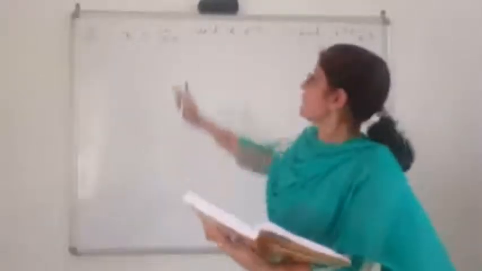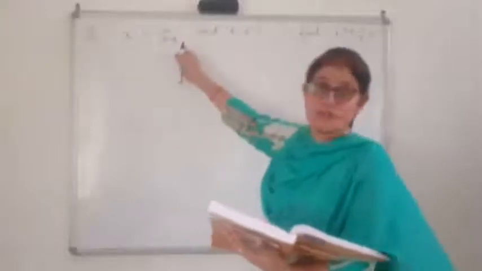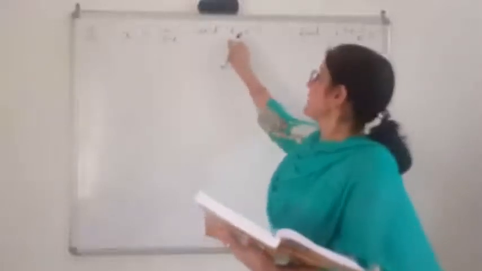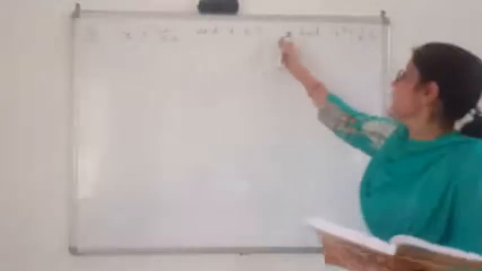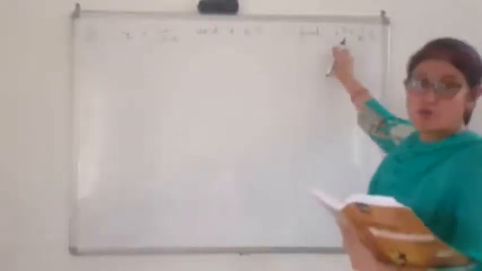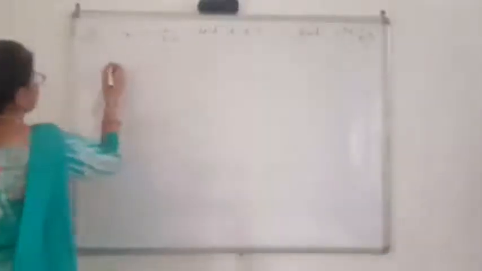Now, next question is question 10. In this question, the value of x is given as 1 upon 5 minus x, and it is said x can't equal 5. And you have to find the value of x cube plus 1 over x cube. We will take this term first.